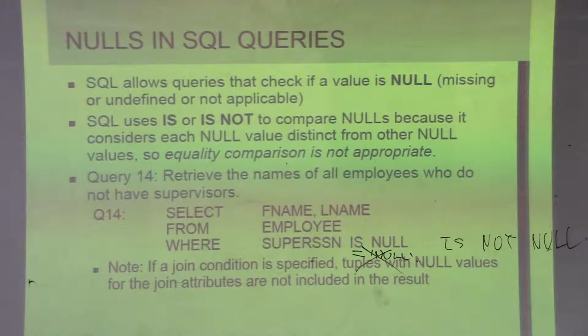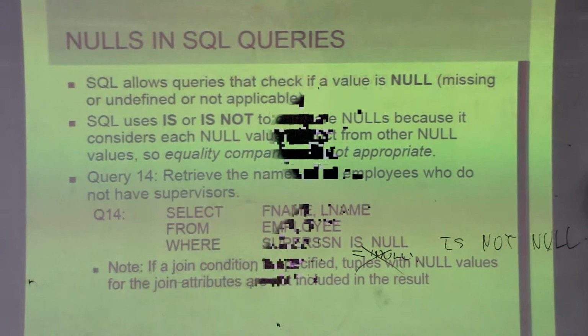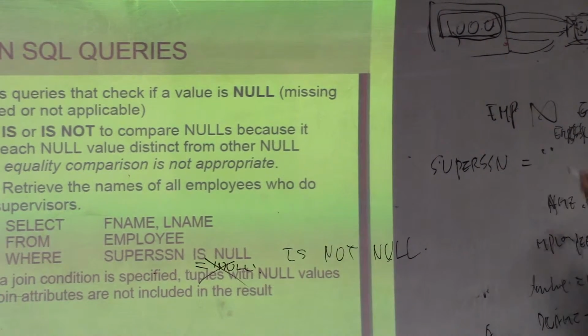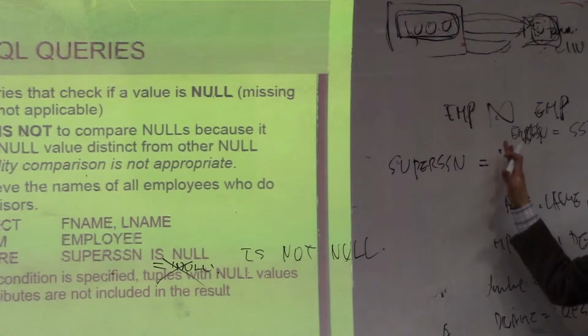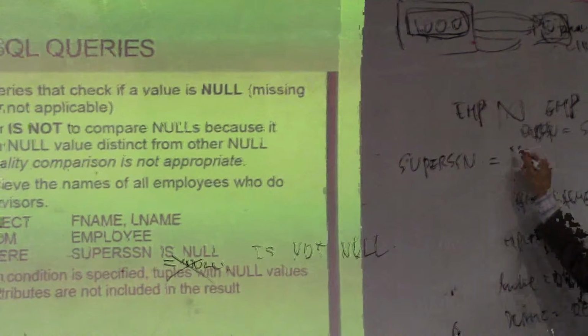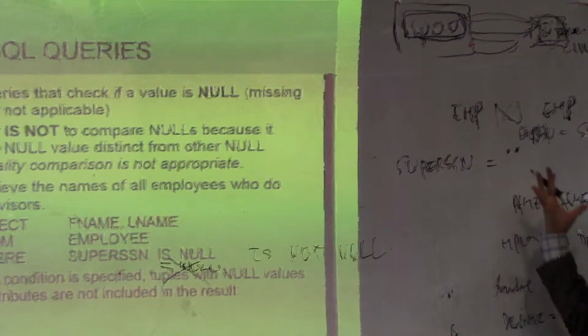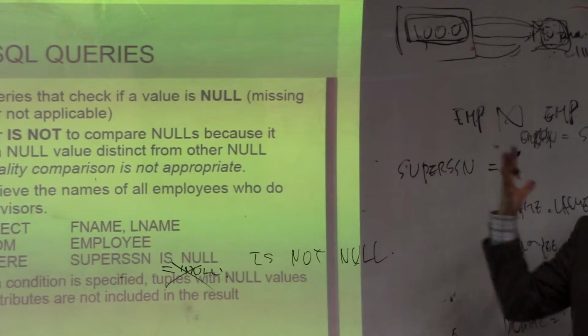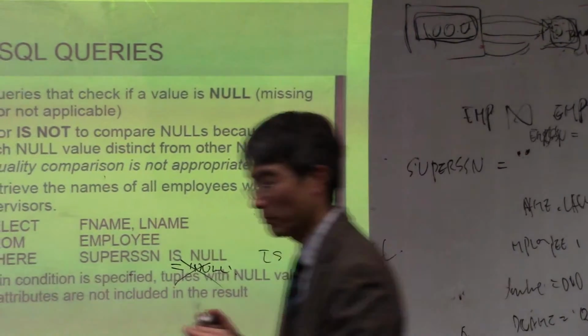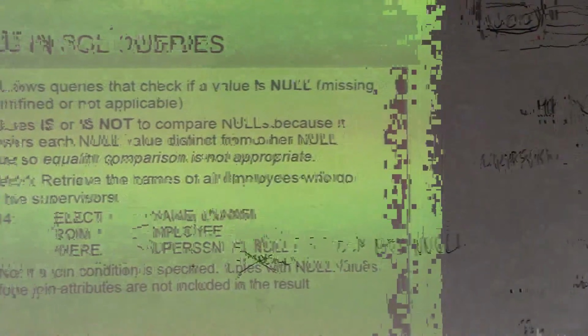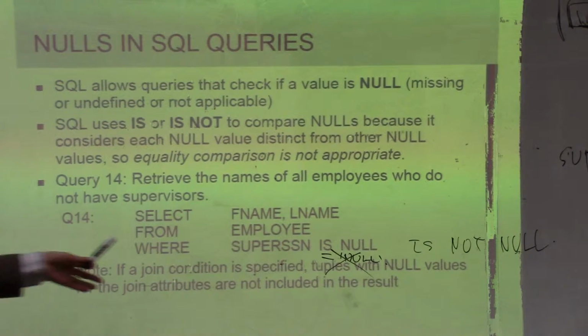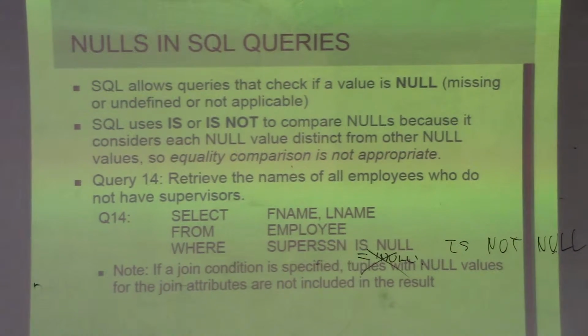Some of the DBMS use SSN without any data, just a single quote. You can do that, but it depends on the DBMS. Some of the DBMS support that, but this one is recommended: IS NULL or IS NOT NULL.